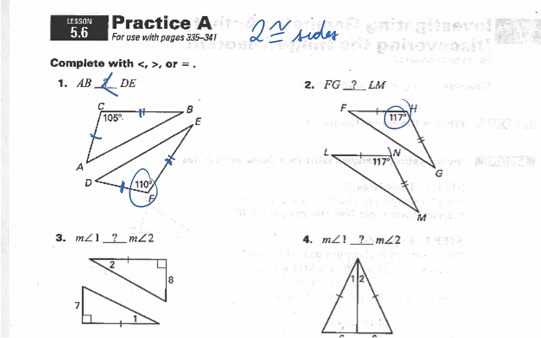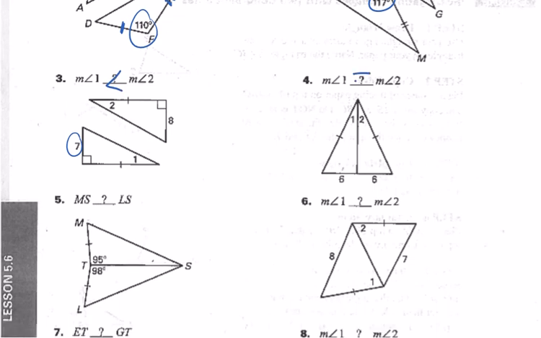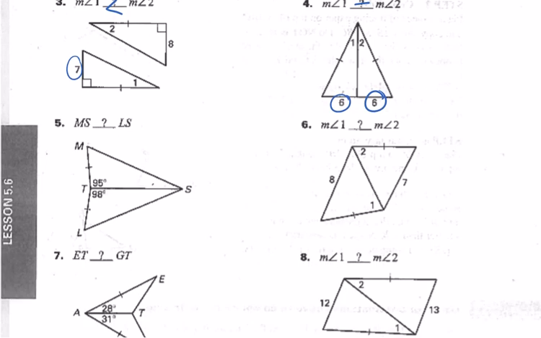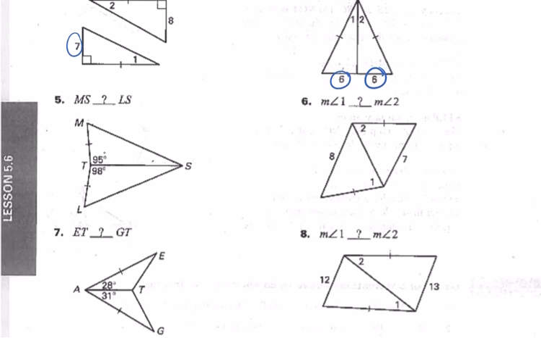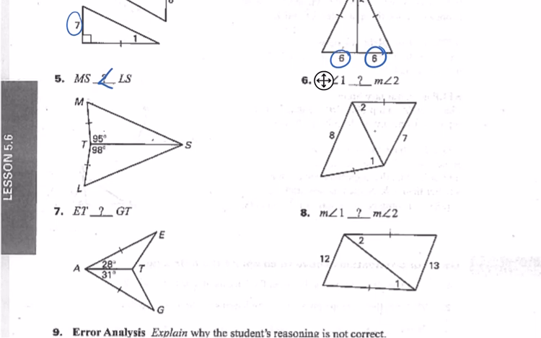Alright, these 2 angles are congruent, so that means their sides are going to be equal. And angle 1, the opposite side is smaller, so it's going to be less than. These 2 are equal since their sides are equal. Since these angles are not equal, 95 is smaller, so MS is going to be smaller again. And let's see here, the side opposite angle 1 is bigger, so it's going to be greater than. Angle 1 is going to be bigger.